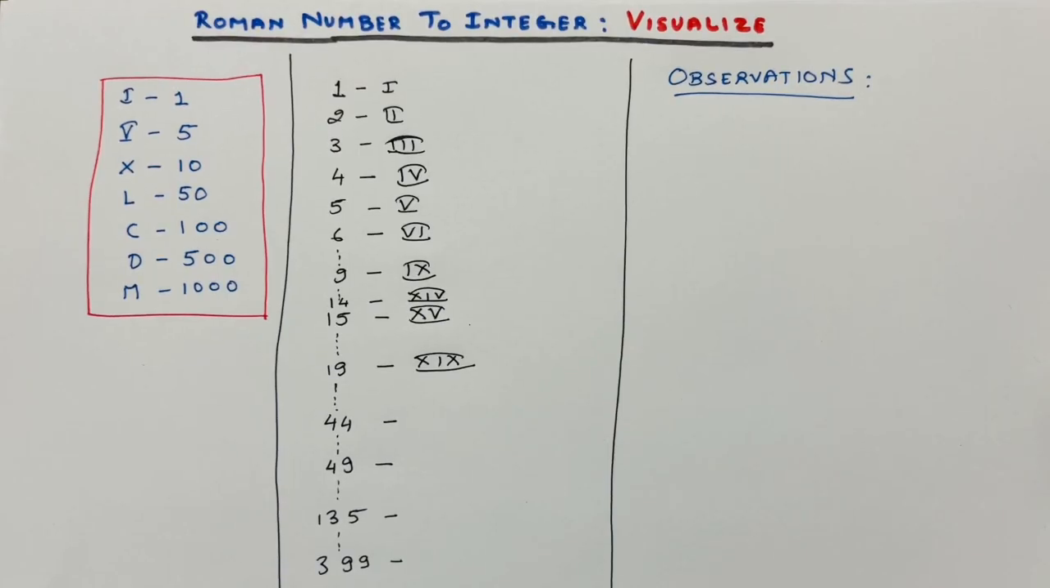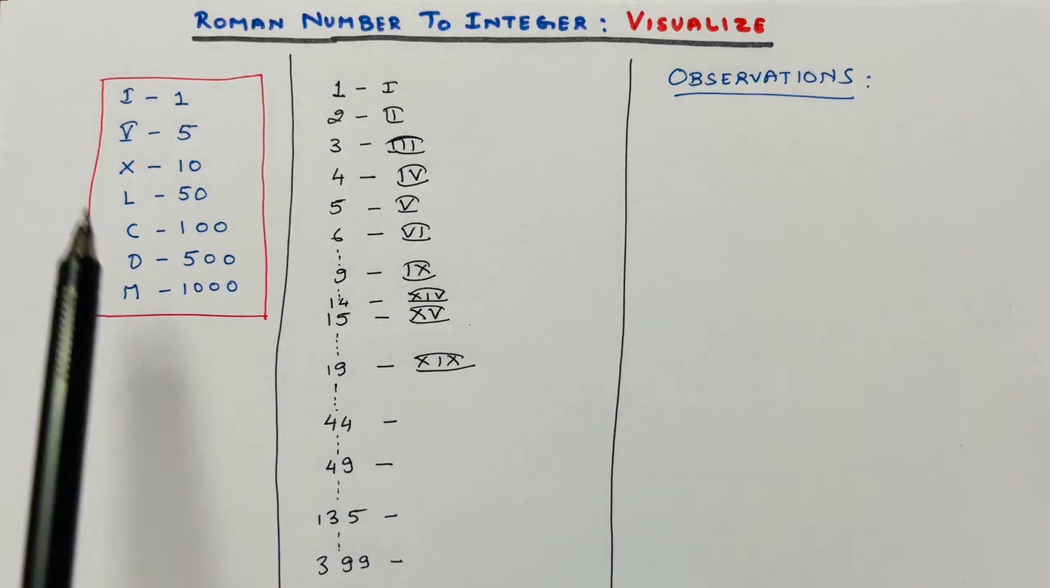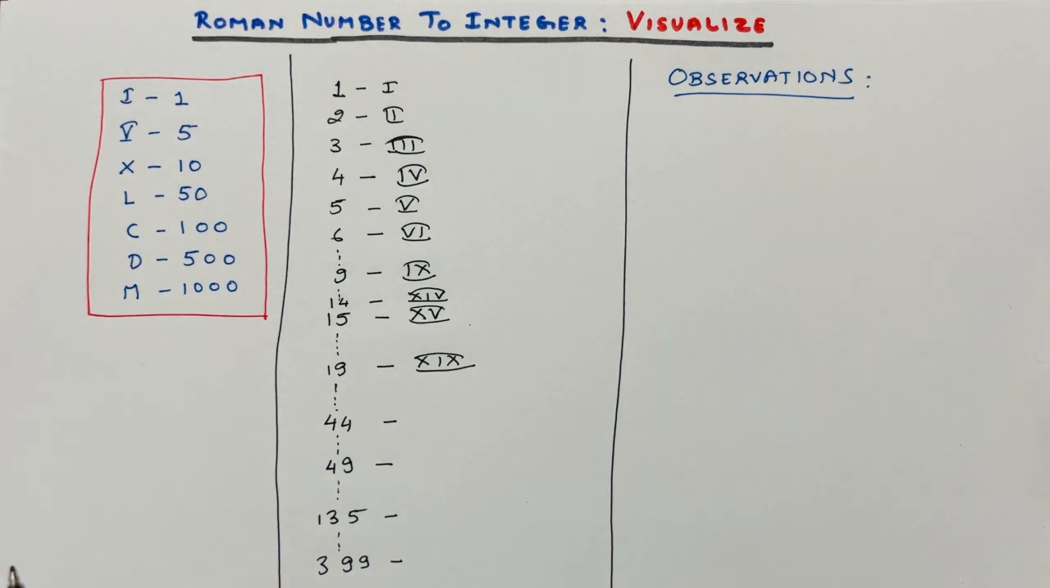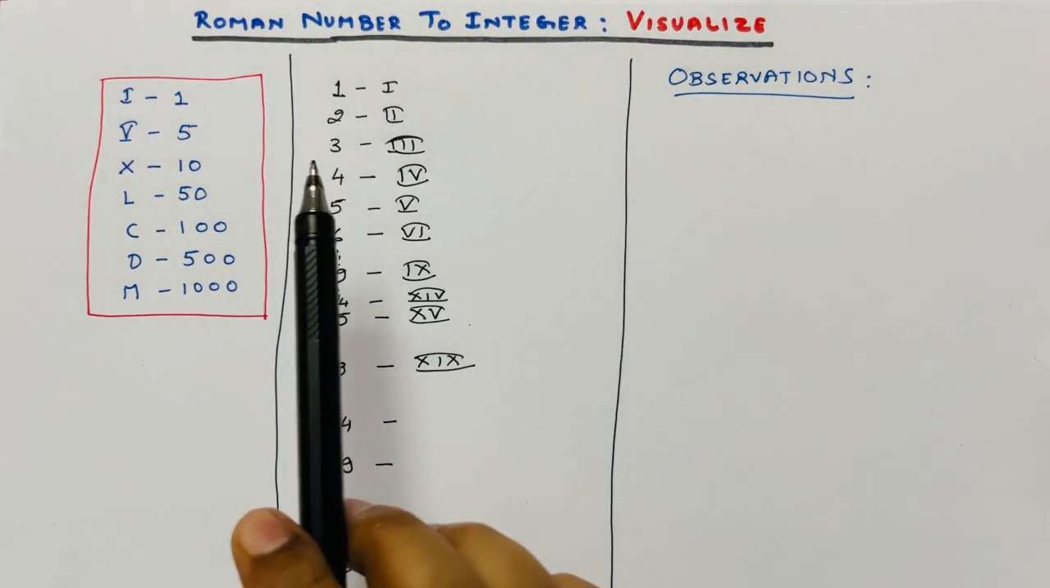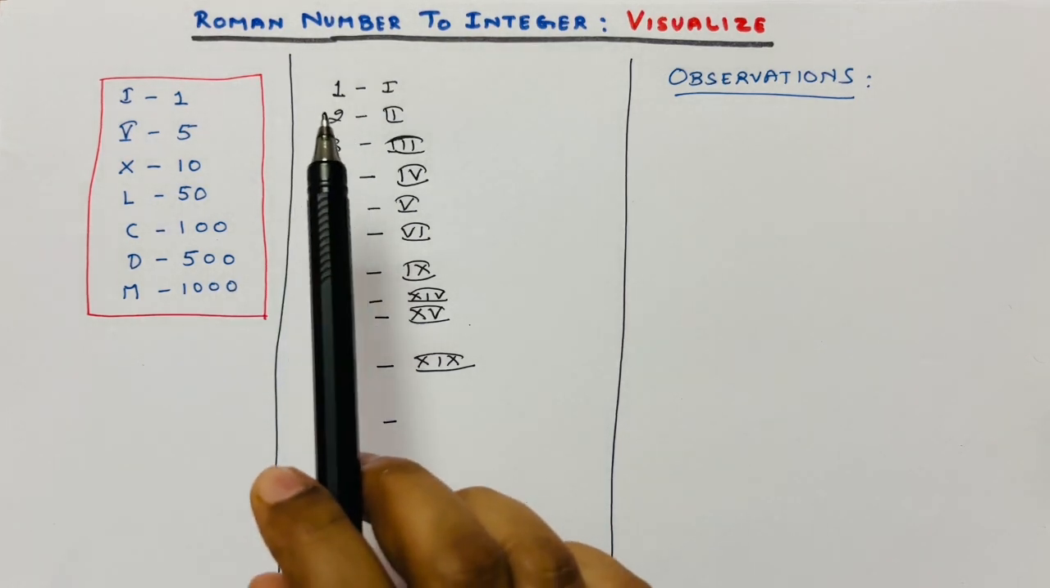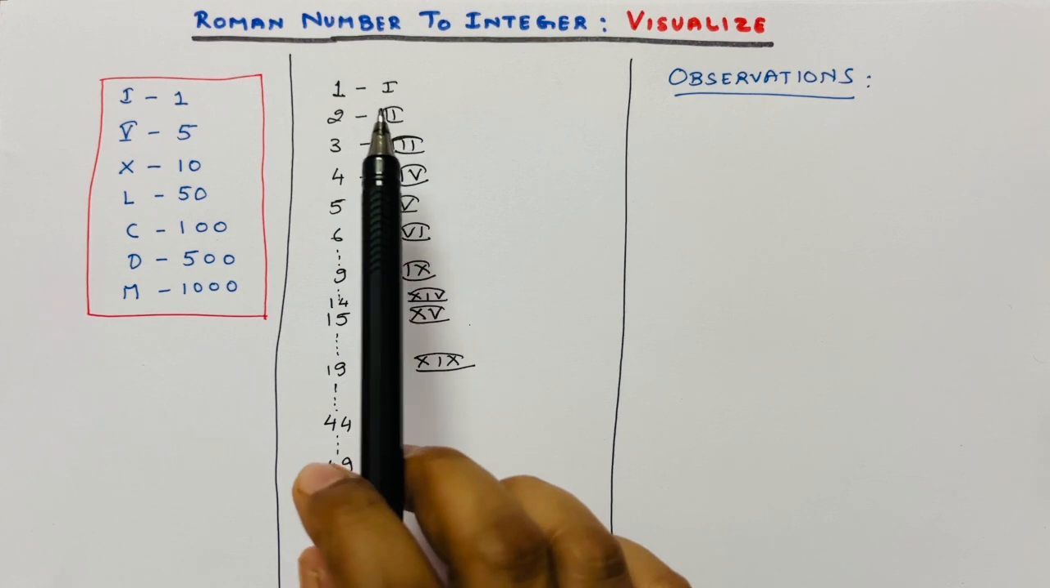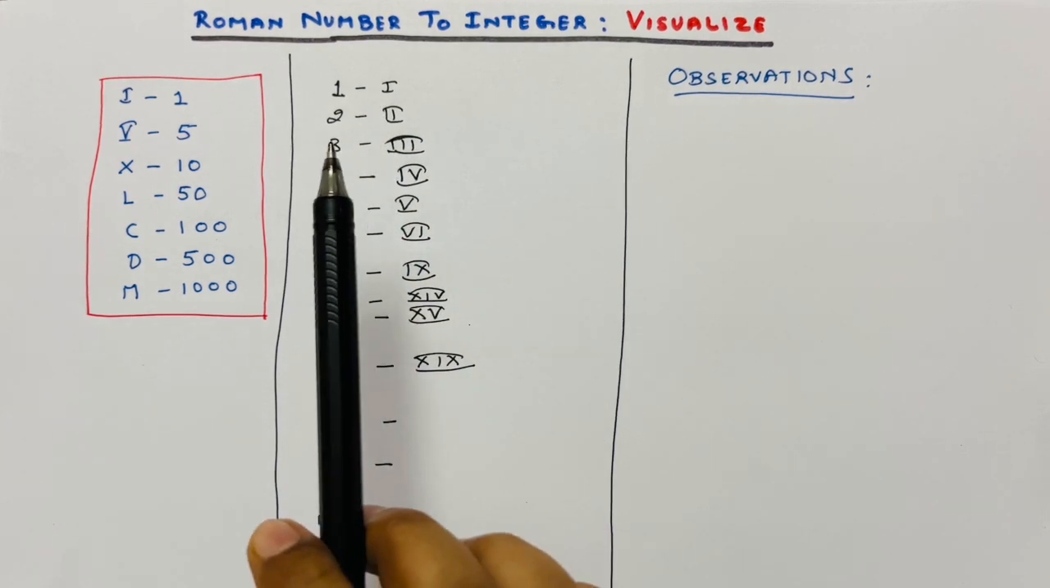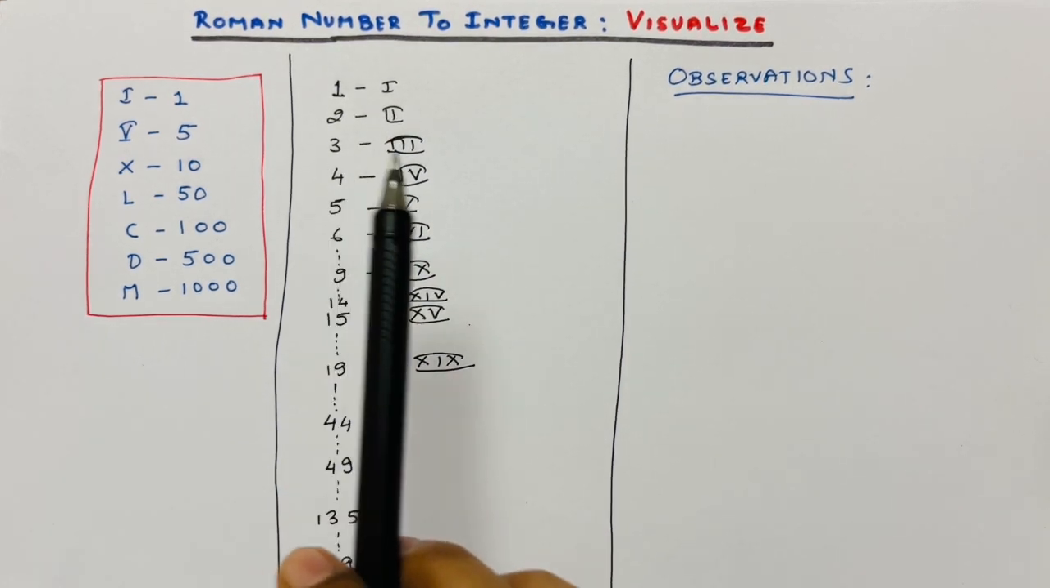Before jumping to the algorithm, let us first try to understand the Roman number system. Let us first just try to get comfortable with it. These are the symbols that are used to represent the Roman numbers. Let us start from 1 and see how we will represent it. 1 is just a simple 1 line. Then 2, 2 lines. Then 3, 3 lines.